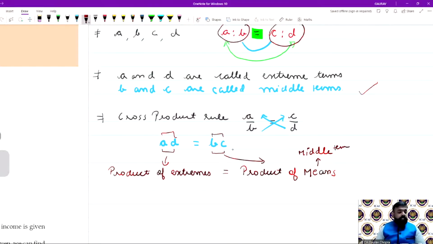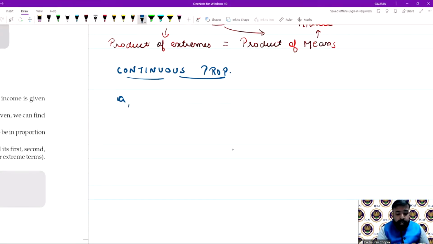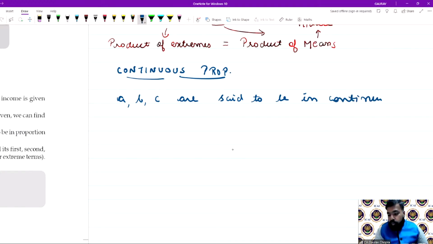Okay, so this was the basic concept. Now, let us write one more concept here, that is continuous proportion. Now, what is the meaning of this continuous proportion? Let's say A, B, and C are said to be in continuous proportion if B square becomes equal to AC. This is the main condition.